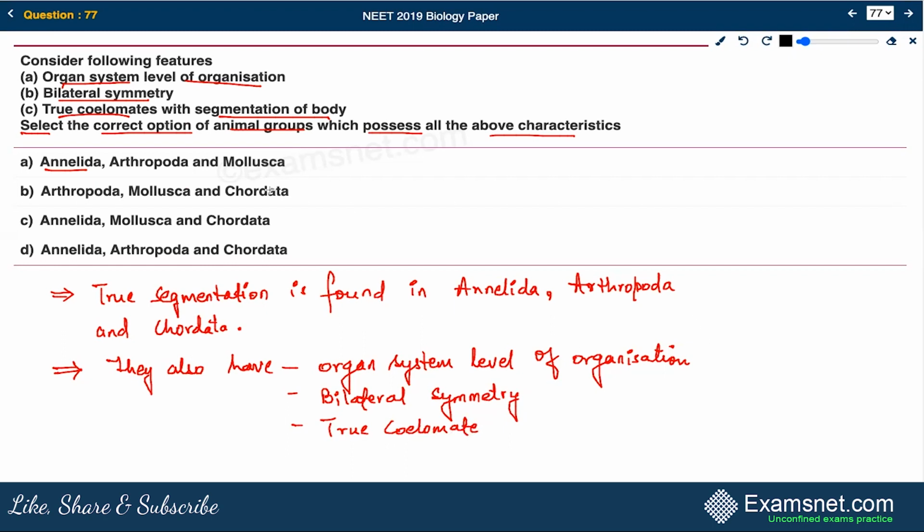If you look into the different options, there is Annelida, Arthropoda, and Mollusca. Definitely this won't be the correct answer, because segmentation is not found in Mollusca. Then there is Arthropoda, Mollusca, and Chordata, again this is not the option, and Annelida, Mollusca, and Chordata, again this is not the option. So Annelida, Arthropoda, and Chordata is the correct answer. So option D is the right answer.